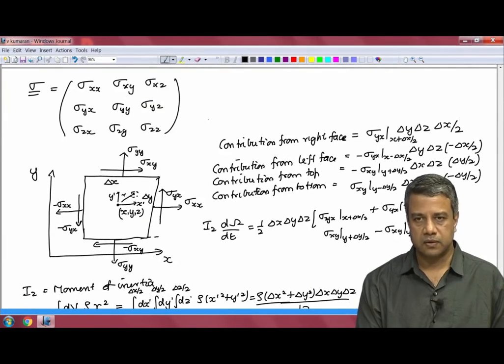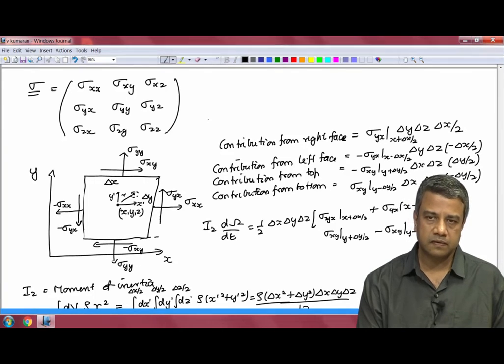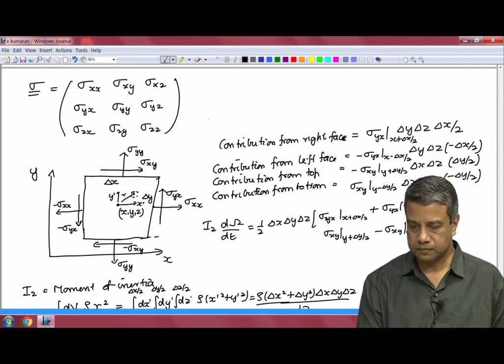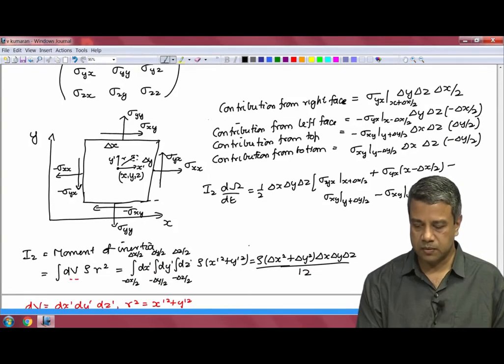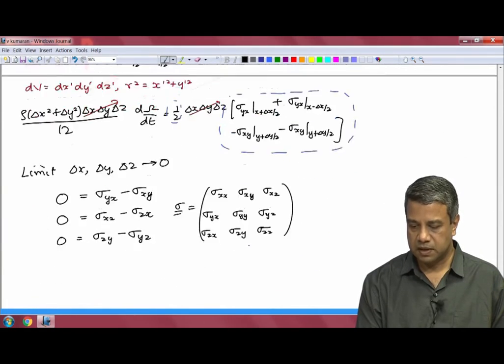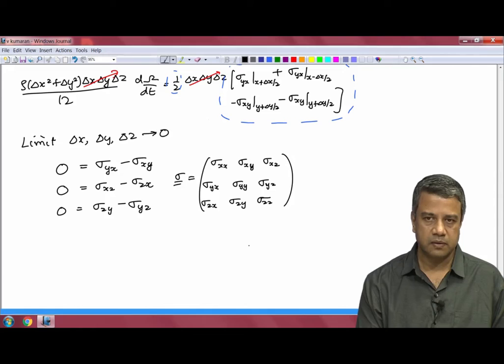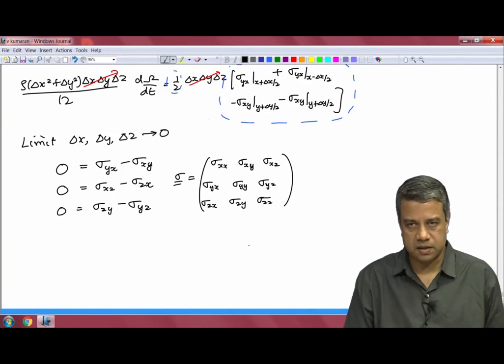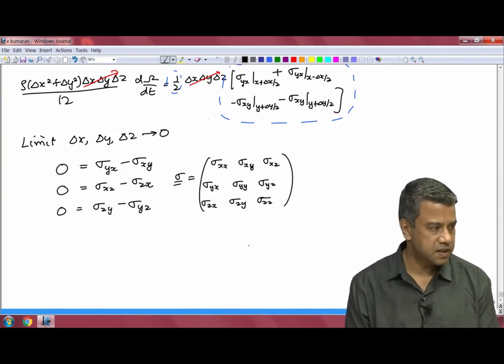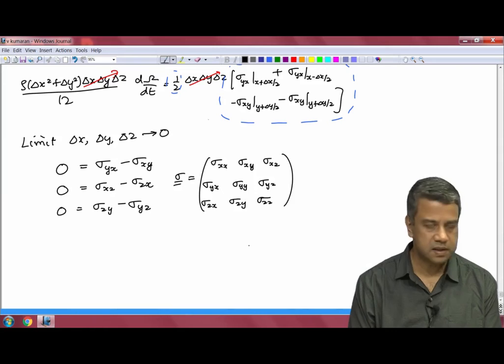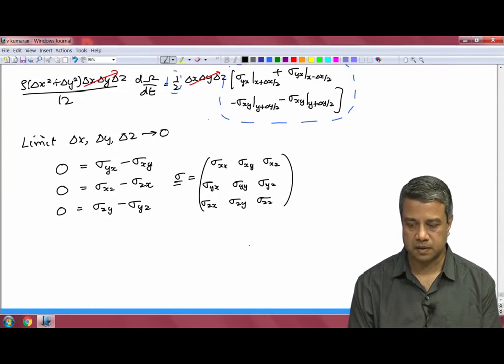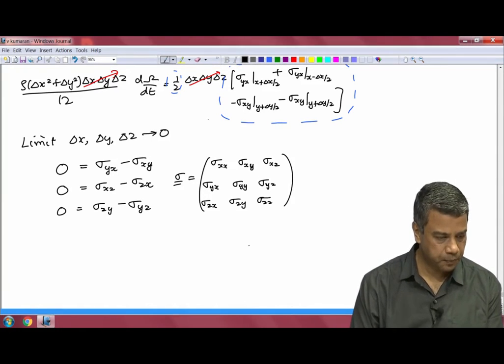So, therefore, the original stress tensor had a total of 9 components, and then I showed you that in order to satisfy angular momentum conservation, 3 of those components are equal to their transpose. Therefore, there are 6 independent components in the stress tensor.